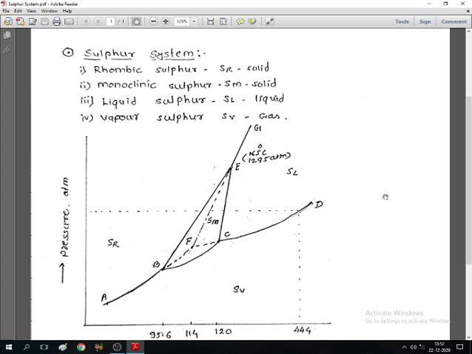Now sulfur exists in four phases, two solid phases, one liquid phase and one gas phase. That is rhombic sulfur, which is denoted by Sr, monoclinic sulfur, which is denoted by Sm. Both are solid. Liquid sulfur is denoted by Sl, and vapor sulfur is denoted by Sv, which is in the gaseous form. Now out of these four phases, only three phases can coexist at a time in the sulfur system.